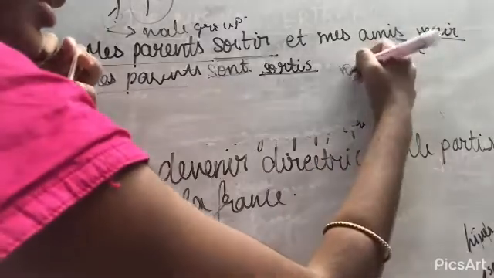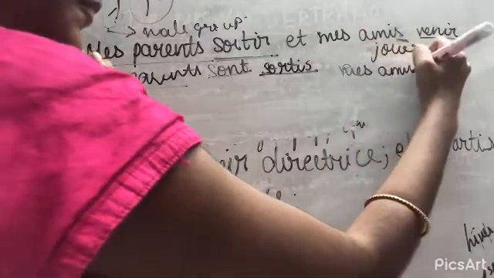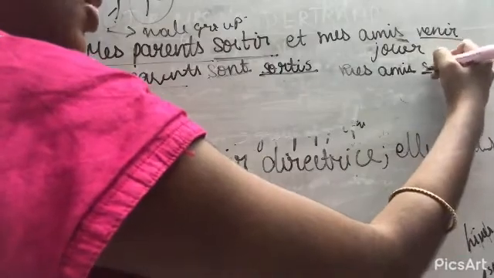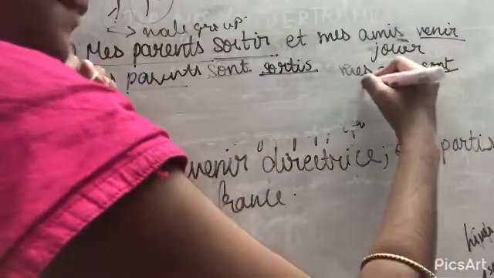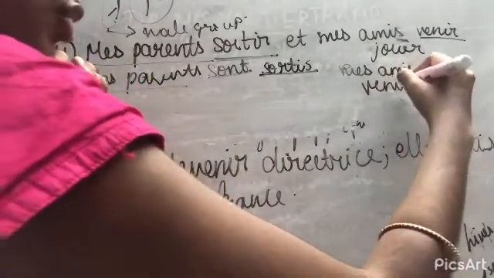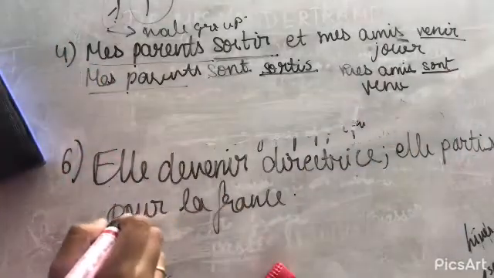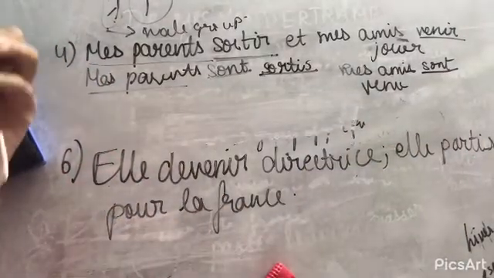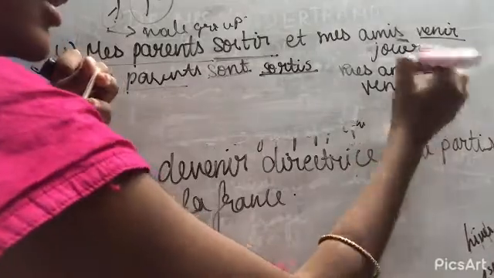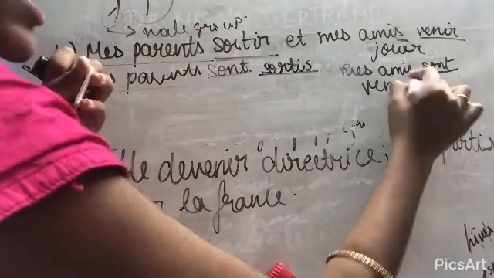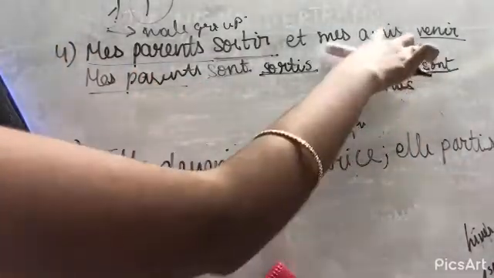So first let me put the auxiliary. The auxiliary would be sont again, and the past participle. So now venu is the past participle, and I'm going to add, what am I going to add? S. I'm not putting ES. Why am I not putting ES? Because it's a group of boys.